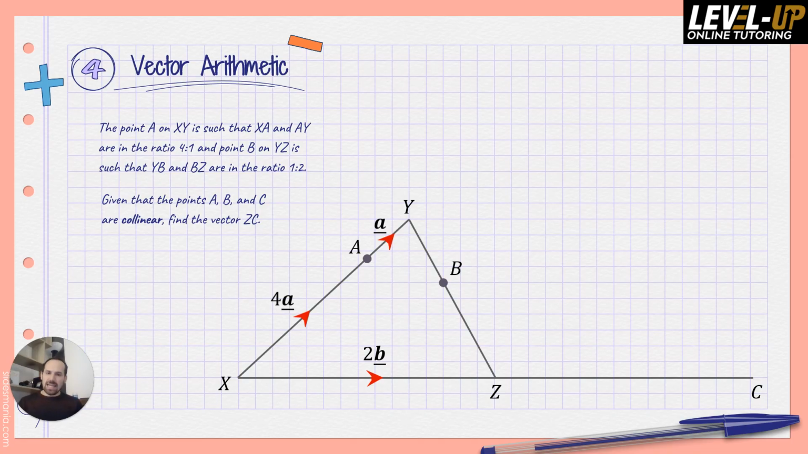And what we're told is that A, B, C are collinear. So that's another key word you need to be familiar with. Collinear, meaning they lie on one line, which is a straight line.